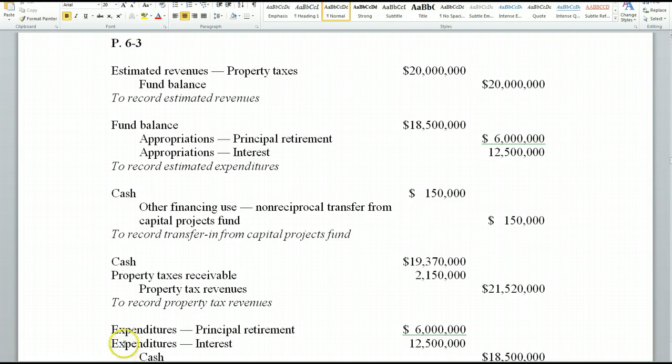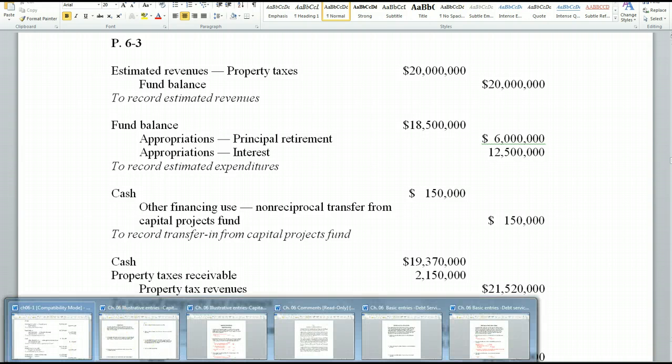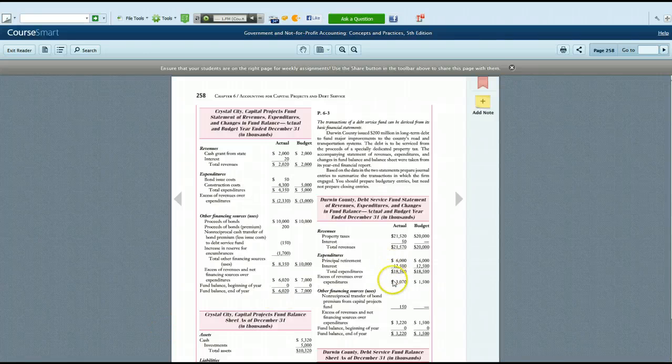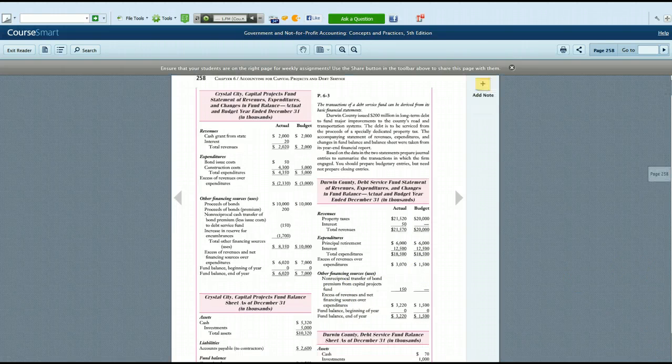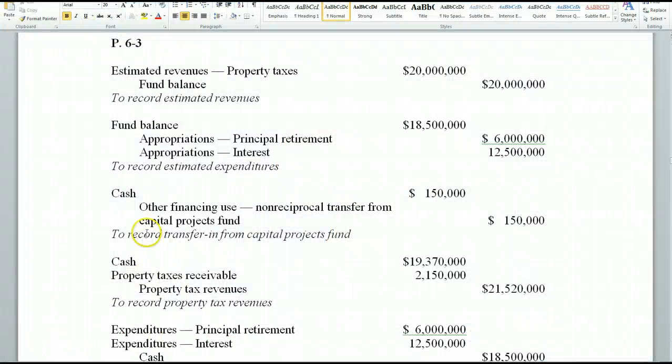Then money has been received from the Capital Projects Fund. How do we know that? We can tell here: non-reciprocal transfer of bond premiums from Capital Projects Fund. Since we can see that that has come in, we will also report the cash of $150, and again, when transfers happen, we call them other financing use, non-reciprocal transfer from the Capital Projects Fund, transfer in from the Capital Projects Fund.